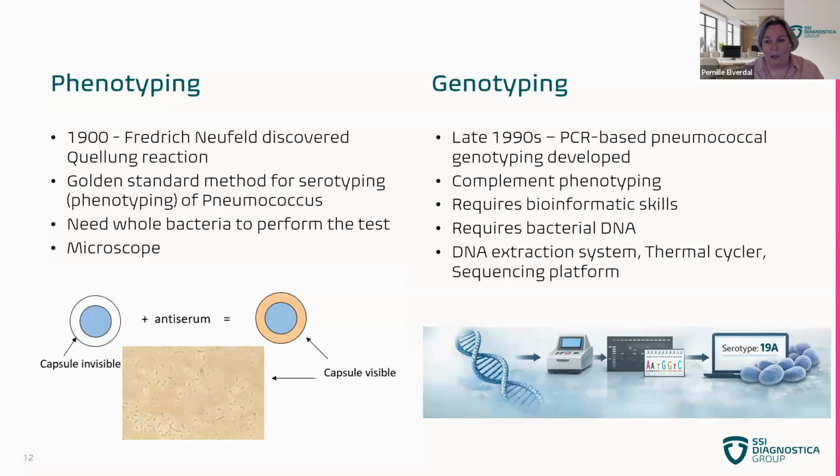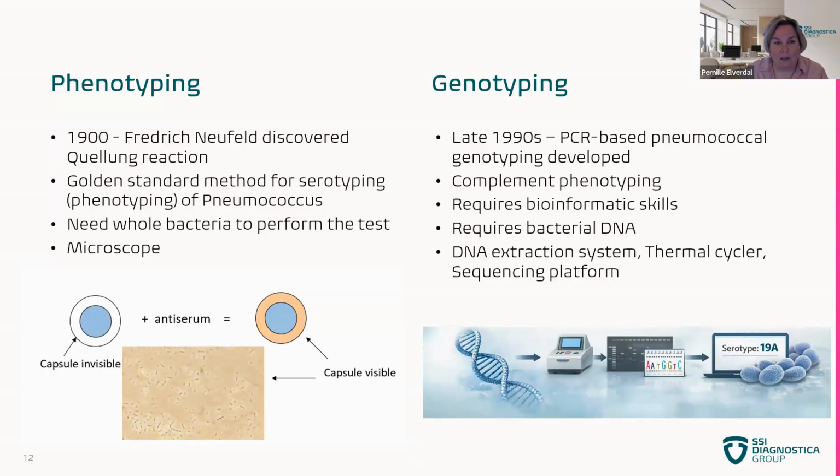And it needs whole bacteria to perform the test. You will look in the microscope, detect the bacteria, and mix it with an antisera. If it's, for example, a type 1 capsule on the bacteria and a type 1 antisera, you will see the capsule of the bacteria swell up. And that is something you can see by eye in the microscope. So that's the method, and the gold standard today is still to look in the microscope for that capsule swelling reaction. Then you have the genotyping method, which is the new emerging method being more and more commonly used.